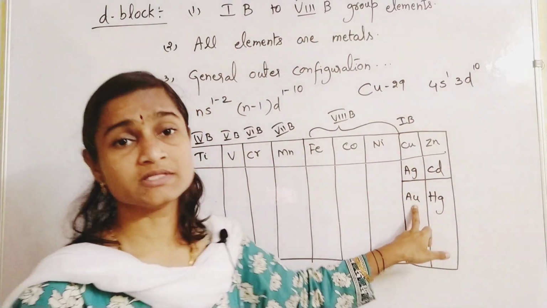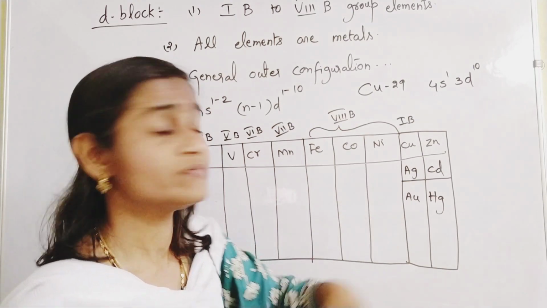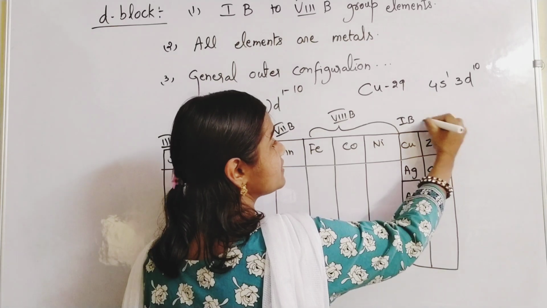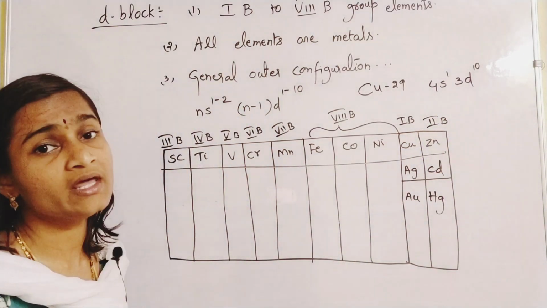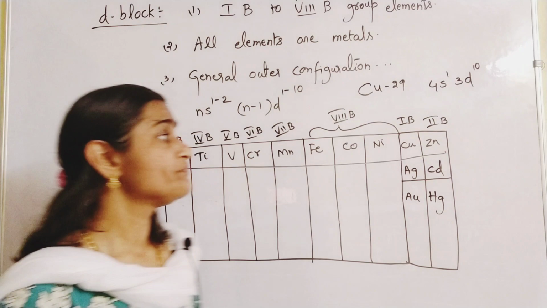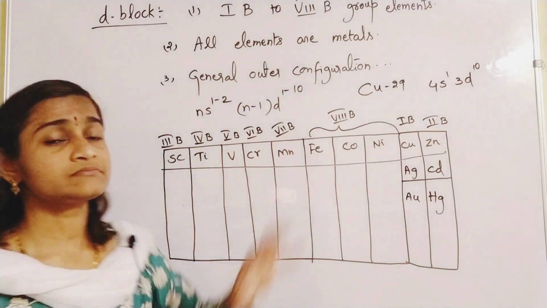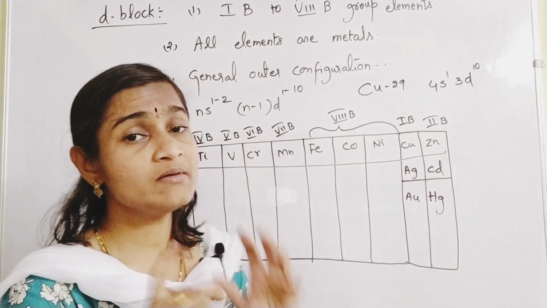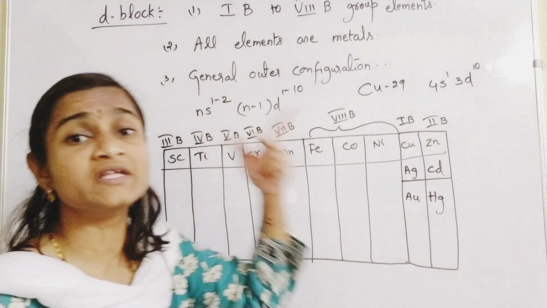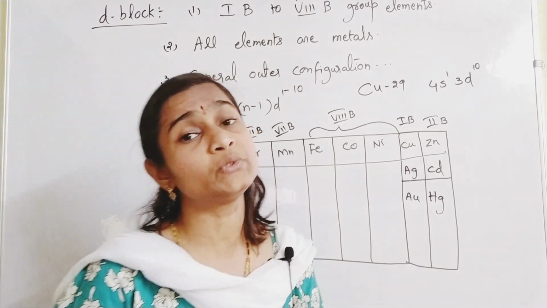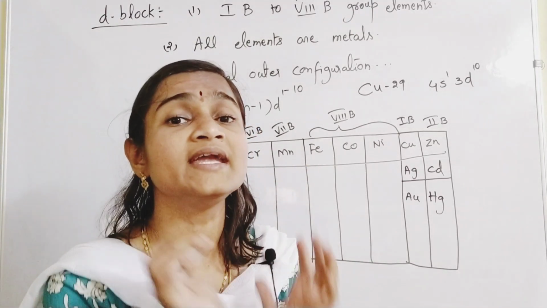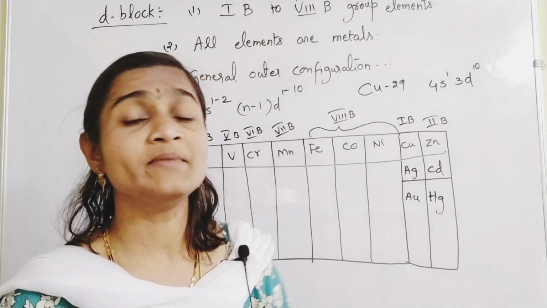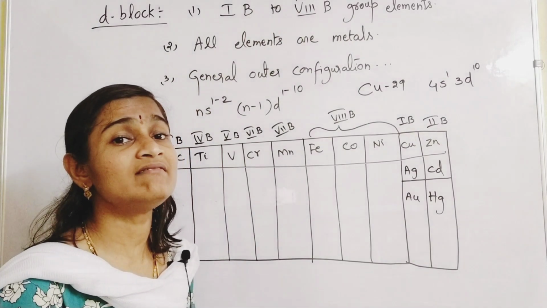Then for gold also, the d orbital is completely filled. So they all belong to the 1B group. Similarly, zinc, cadmium, mercury you call the 2B group. Please remember that. And all these d block elements are called transition elements. I forgot to tell you one more point previously: S and P block elements are together called representative elements, except the 8th A group.